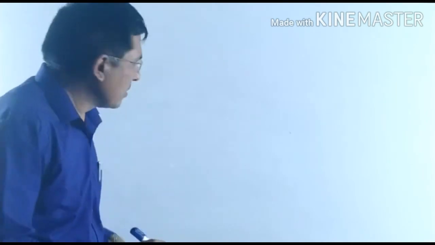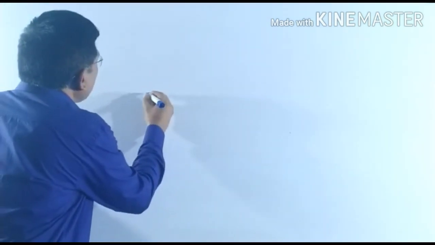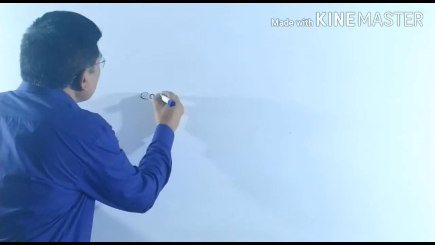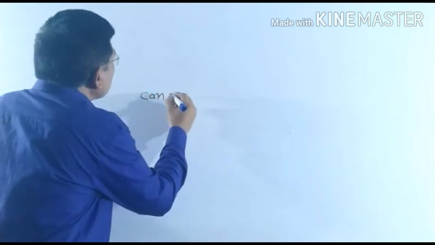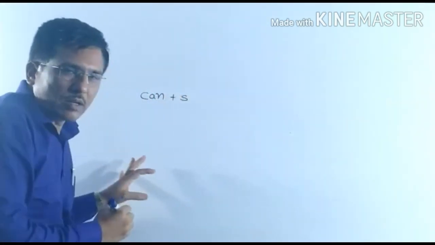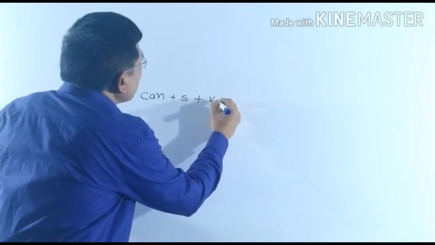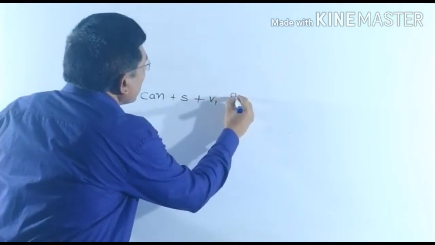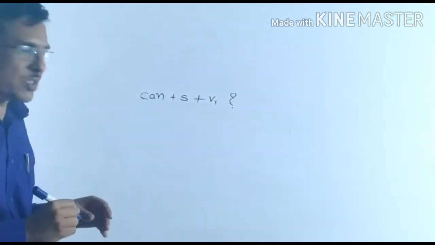Let's see how to make a question with can. First, take can in the beginning, then subject, then verb, base form of the verb, question mark. Now let's make question sentence here.